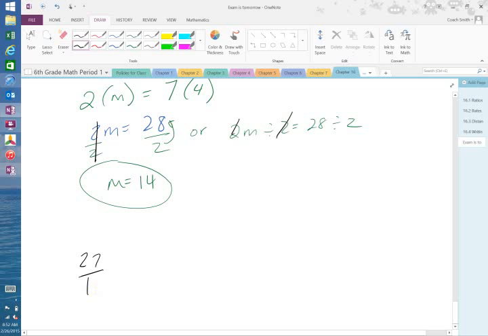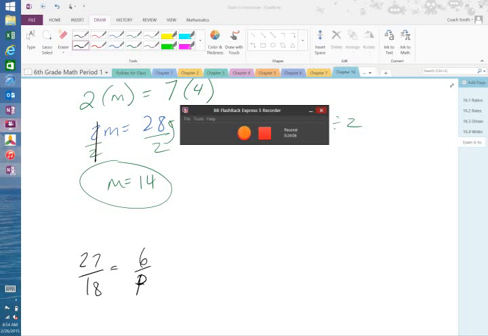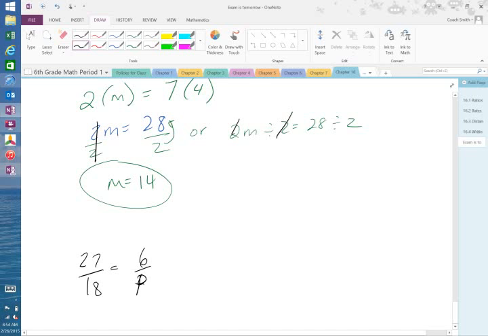So do this one on your own. 27 over 18 equals 6 over P. Give you a minute or so to do that. All right. Someone have an answer? Okay. Maya? Yes. P equal 4.